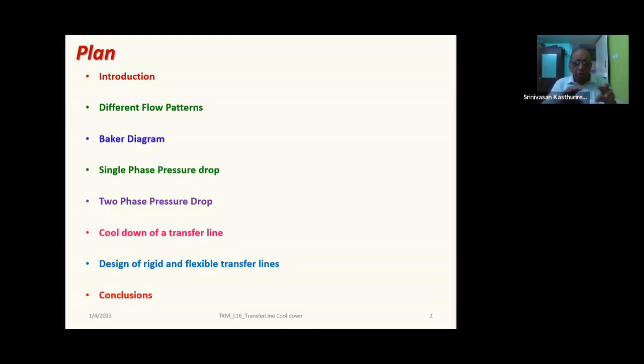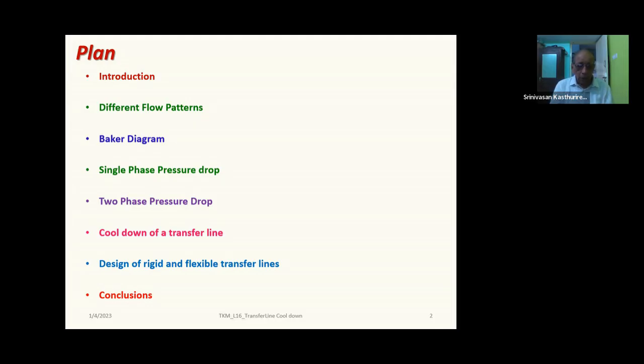Then when you have a transfer line, there is going to be a pressure drop because it's a pipe. So you have a pipe, then there is a pressure drop that will happen in the pipe. That means the inlet pressure will be some value, but the outlet pressure will be lesser than the inlet pressure. So we can estimate the pressure drop in case it is single phase flow. Single phase means there is only one phase, either 100% liquid or 100% vapor. And you can also have two-phase flow, which means both liquid and vapor are simultaneously present. So you can think of two-phase flow pressure drop as well.